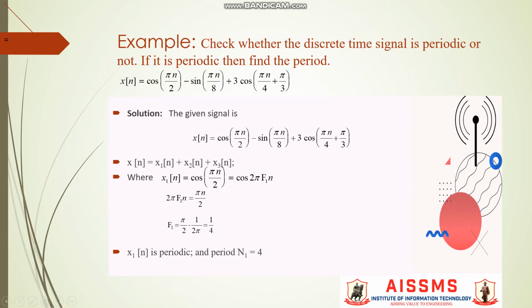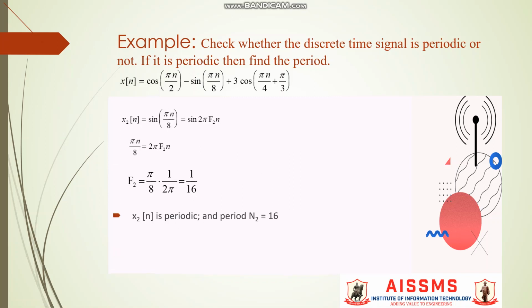Let us now take a signal which is a DT signal and check whether it's periodic and find its period. The given x of n is equal to cos of pi n upon 2 minus sin of pi n upon 8 plus 3 cos of pi n upon 4 plus pi by 3. So here our original signal can be divided into three parts, say x1 of n, x2 of n and x3 of n. Finding f1 for x1 of n, we get 1 by 4. So our period is 4 for x1 of n and our signal is periodic.